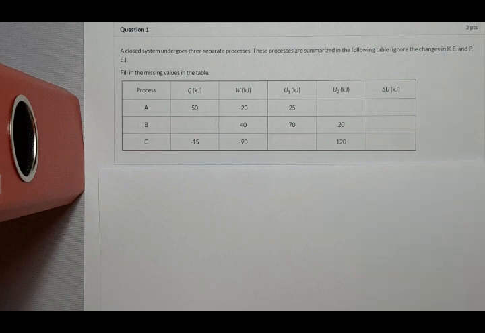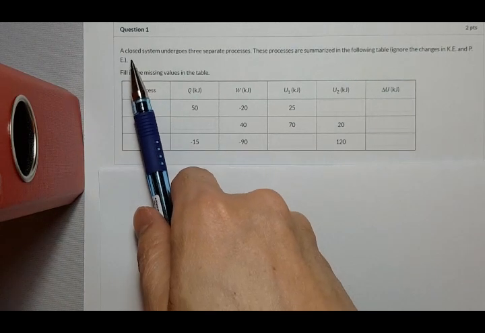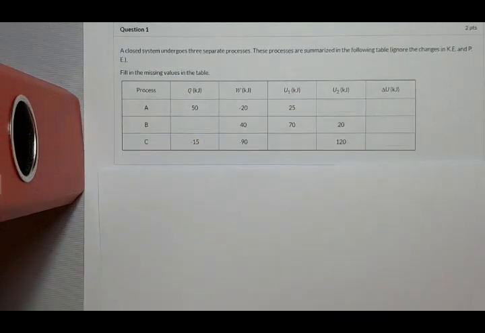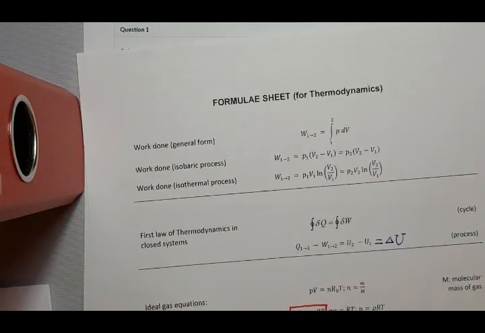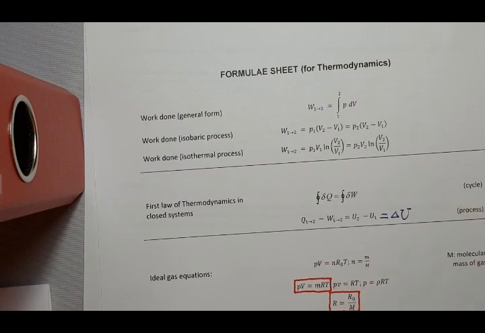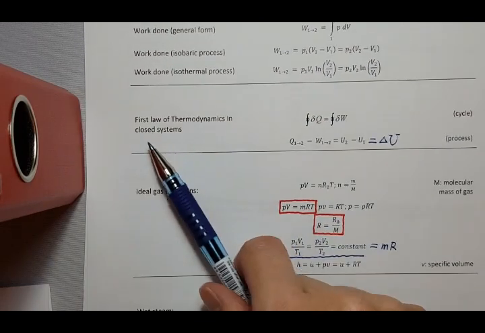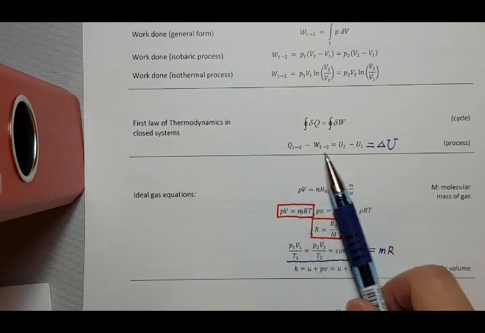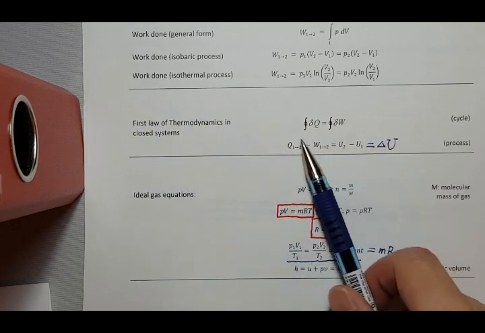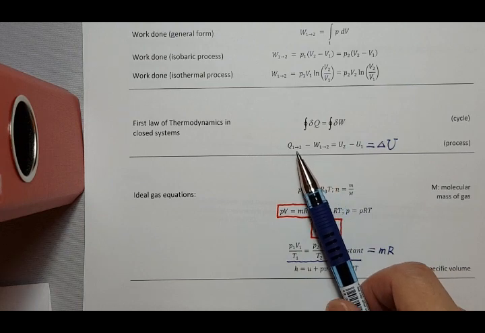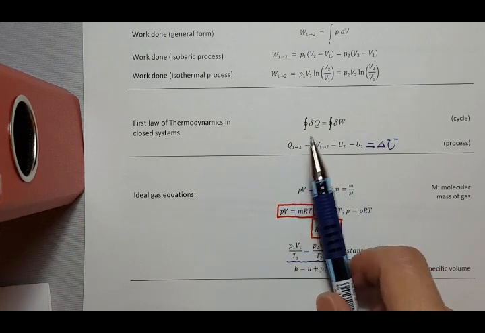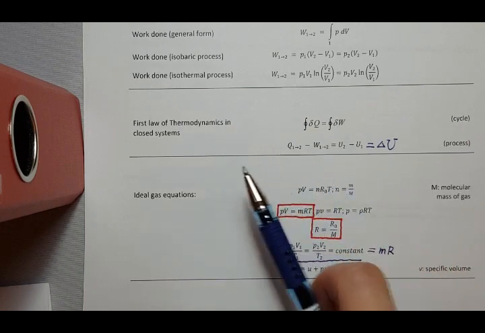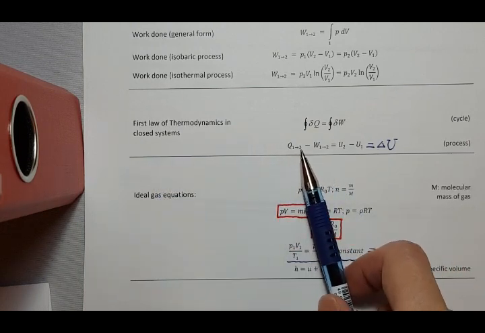So here, because you can see this is a closed system, right, we only actually have one equation. So now I'm going to show you the formula sheet. So you can see here, first law of thermodynamics in closed system. This equation establishes a relationship between the heat transfer, work transfer, and the internal energy. Okay, so that's exactly for closed system. We're going to use that.